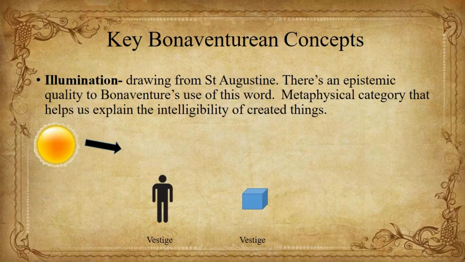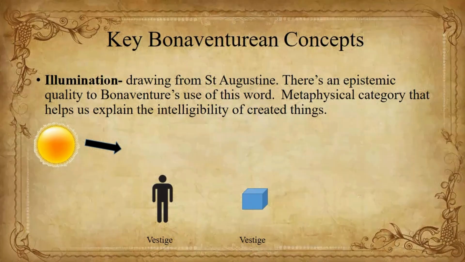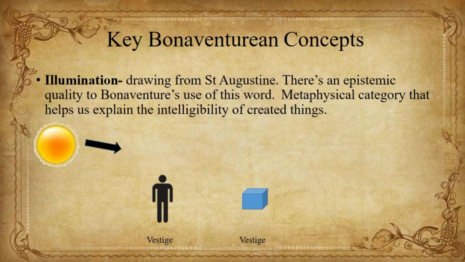Now, Bonaventure in his Augustinian methodology draws from Augustine here, and there's an epistemic quality to Bonaventure's use of the word illumination that we're going to dive into at greater length. But it's also a metaphysical category that Bonaventure uses to help us explain the intelligibility of created things. What we mean by that is Bonaventure begins with what he will call the vestige, that is, the vestigial artifacts of things that seem to point to something else.